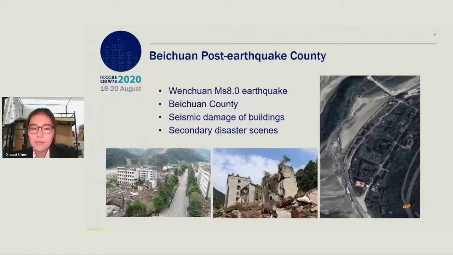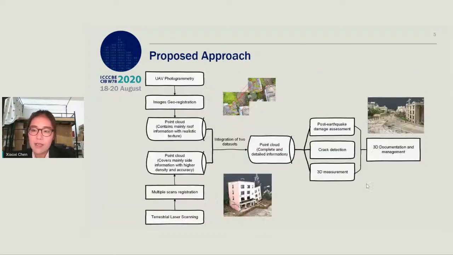And so the next part, the post-earthquake county of Beichuan is our selected study area because it witnessed the Wenchuan earthquake and retained diverse types of seismic damage to the buildings. So at present, it is reserved as an earthquake site for the purpose of monitoring and research.